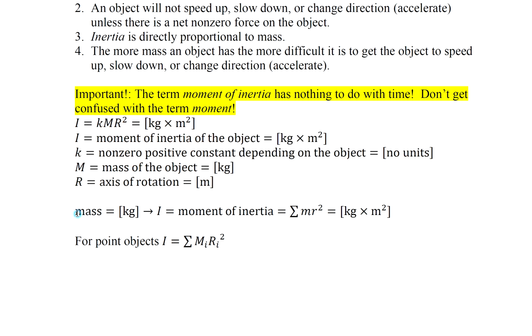So in linear motion, we have something called mass. In circular motion, we have something called moment of inertia. And for point objects, the moment of inertia around an axis is given by the equation I = Σmr². So the moment of inertia I is the circular motion or angular motion equivalent to mass in linear motion or translational motion.